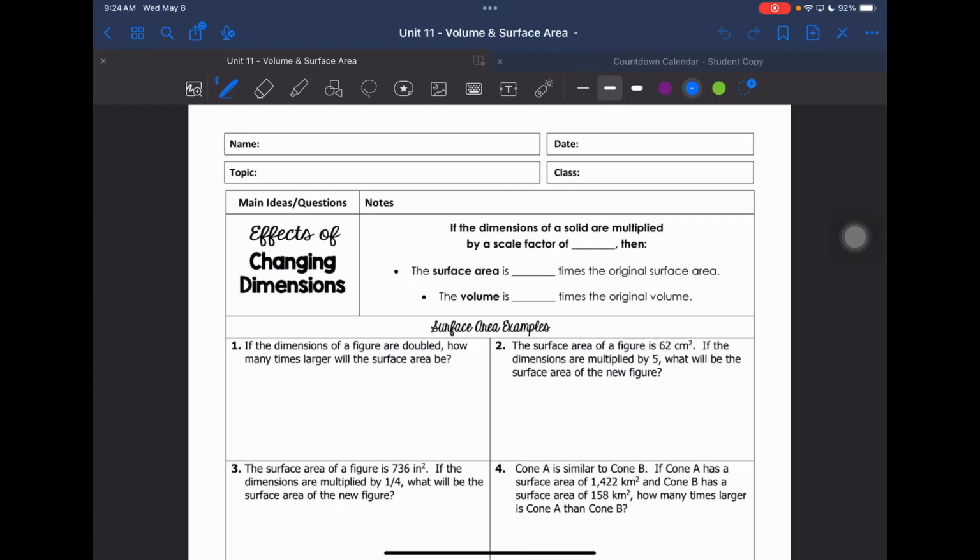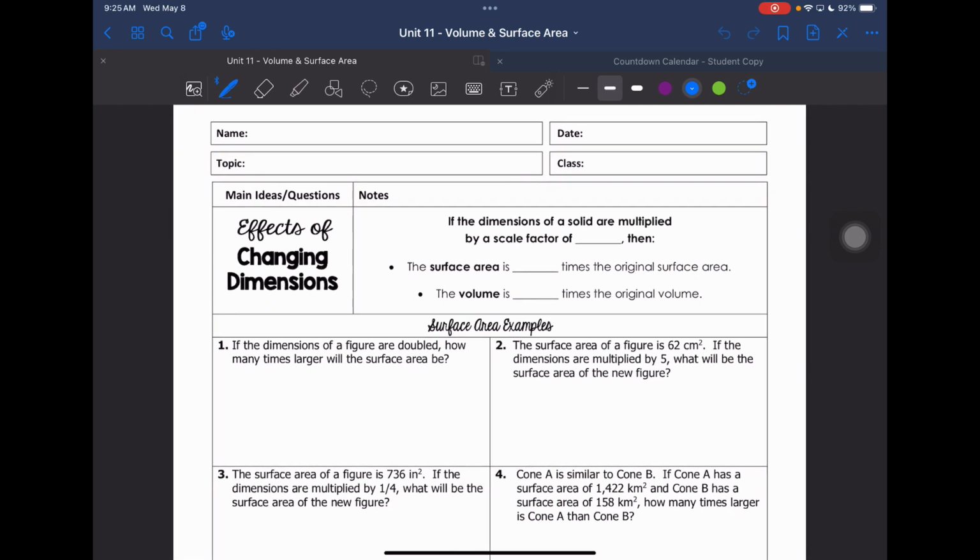Hello everyone, so we have made it to the very last lesson of the geometry curriculum. This is 9.11, which is all about the effects of changing dimensions on a shape. For example, if the dimensions of a solid are multiplied by a scale factor of a, then the surface area is a squared times the original surface area, and the volume is a cubed times the original volume.